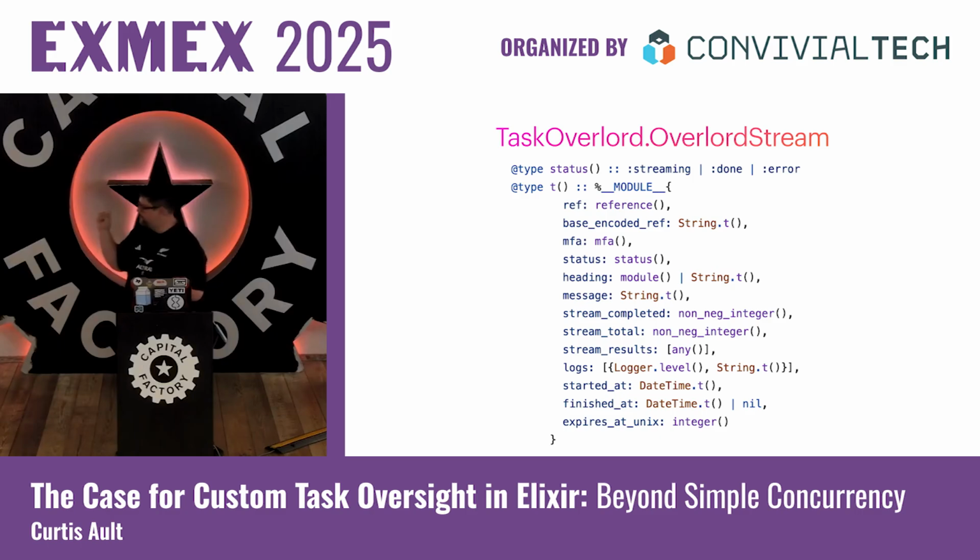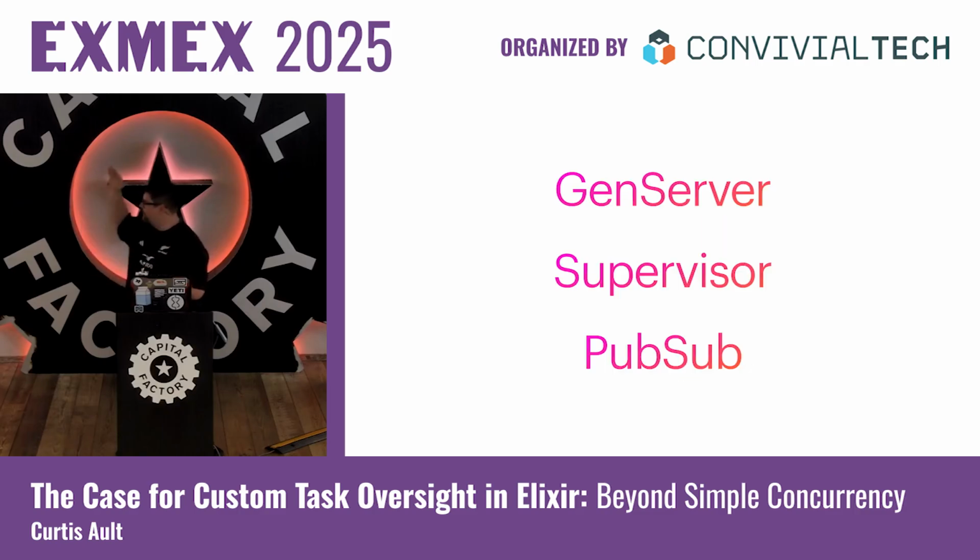All right, same thing with the stream. This is the entire stream struct. There's not much here. You can take a similar method, extend it, and you get something that looks very similar. You get the stream completed, stream total, stream results. The rest of it's pretty much the same. Okay, so take these two things and add basically these three tools that we already get within the BEAM, and you can really create some interesting things.